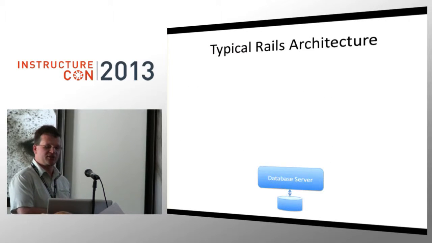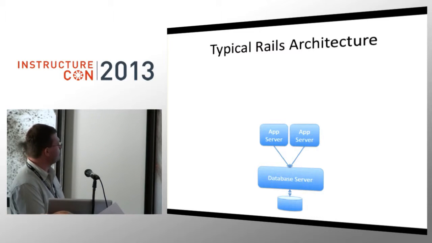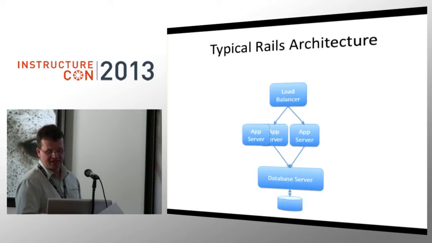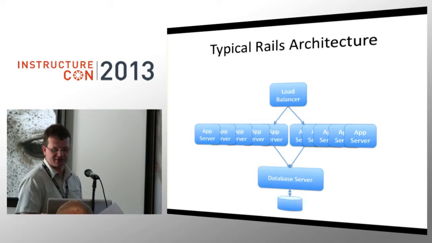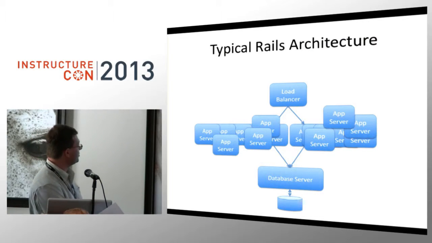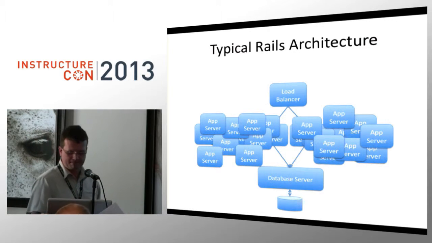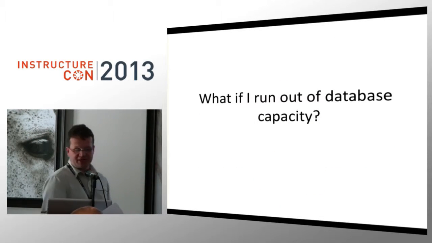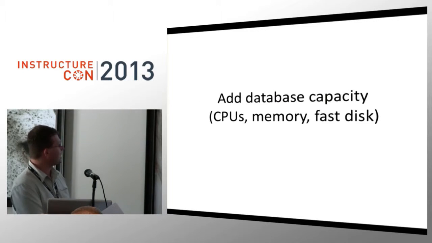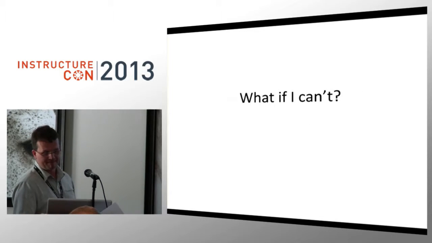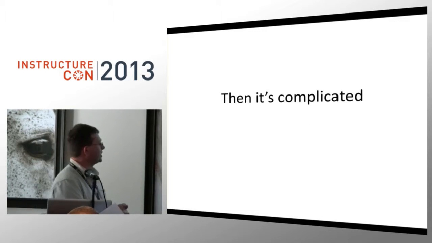Typical Rails architecture looks like this. You've got the database server at the bottom, maybe a couple of app servers, and a load balancer to spread requests between them. As you scale up, you can keep adding app servers, but you've still just got that one database server at the bottom. So if you run out of database capacity, add more database capacity: more CPUs, more memory, fast disk. If you can't, then it gets complicated.